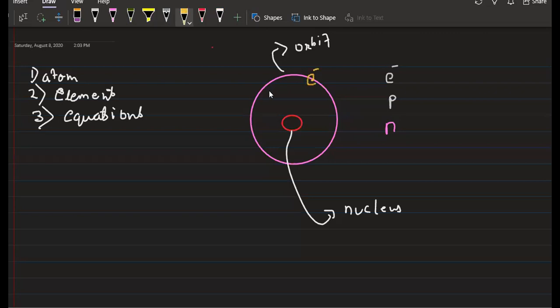So we will have electrons on the orbit. Yes, yes, Abhinav. Yes, he joined today. Okay, welcome, Arav. Arav is there.